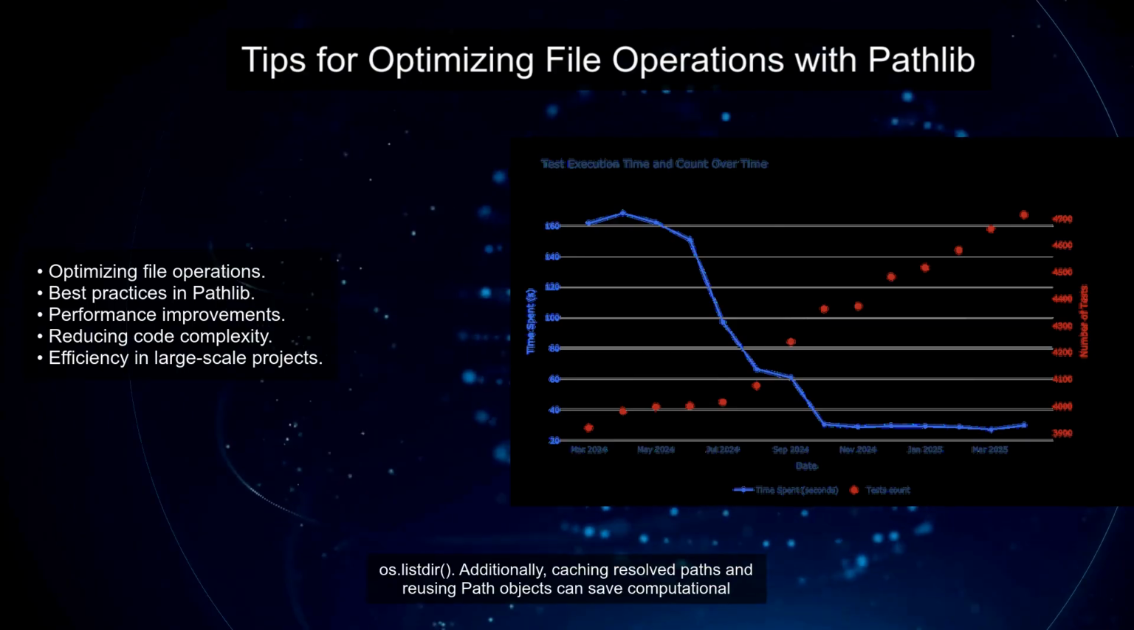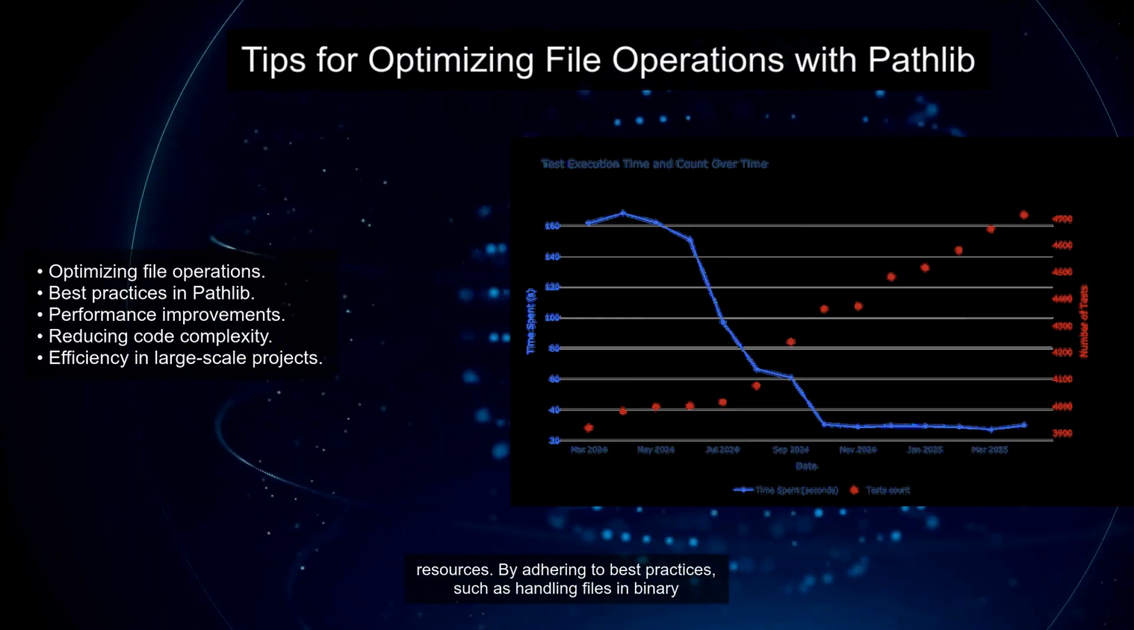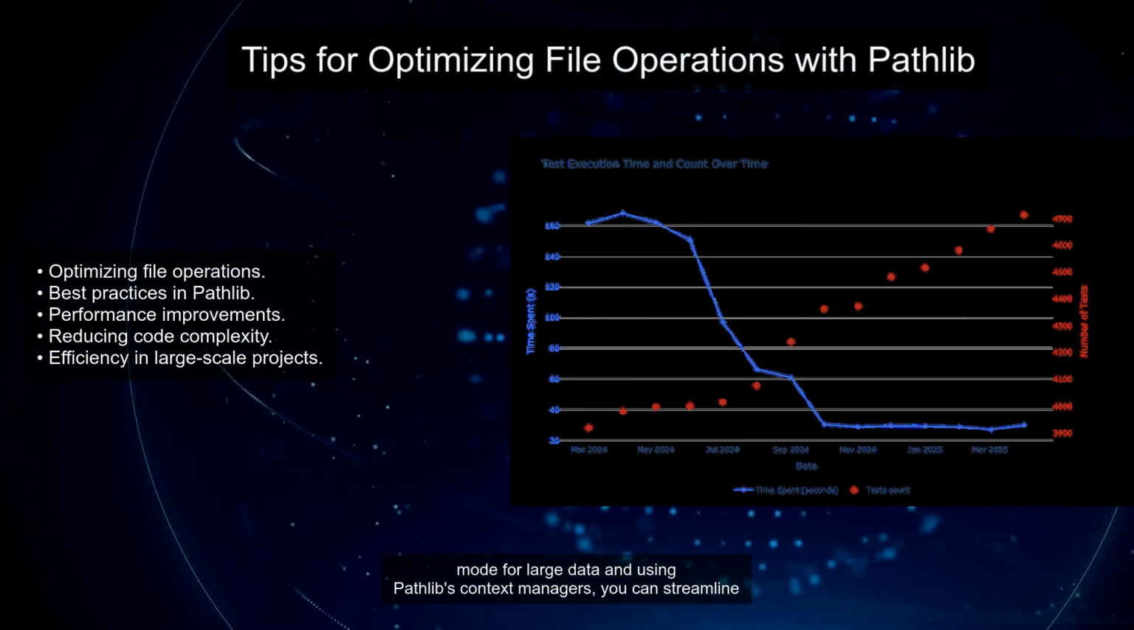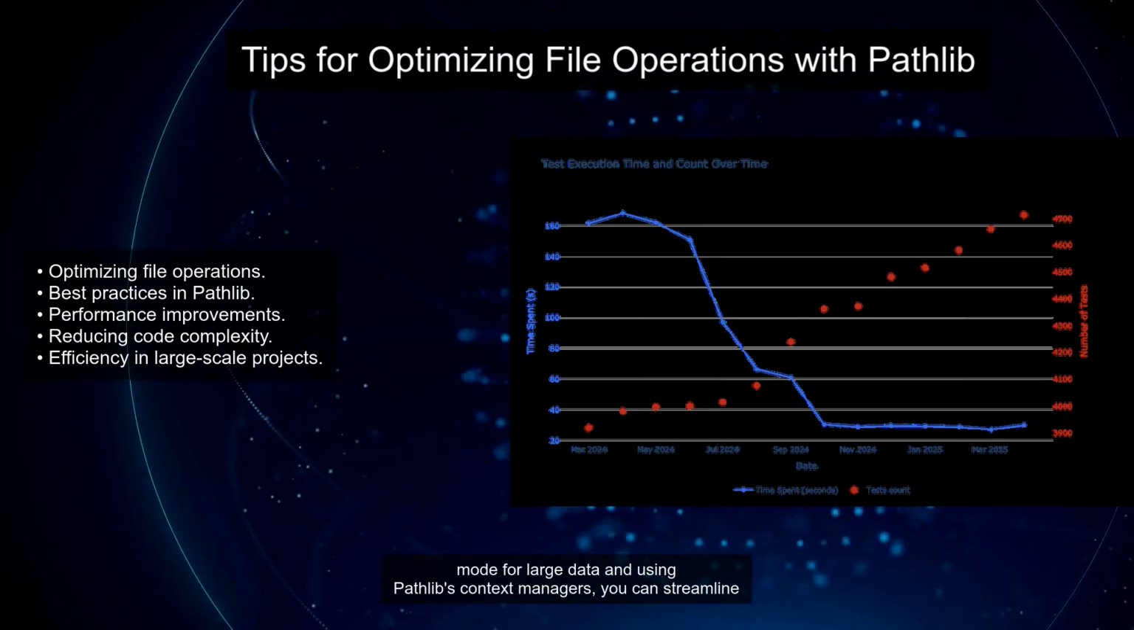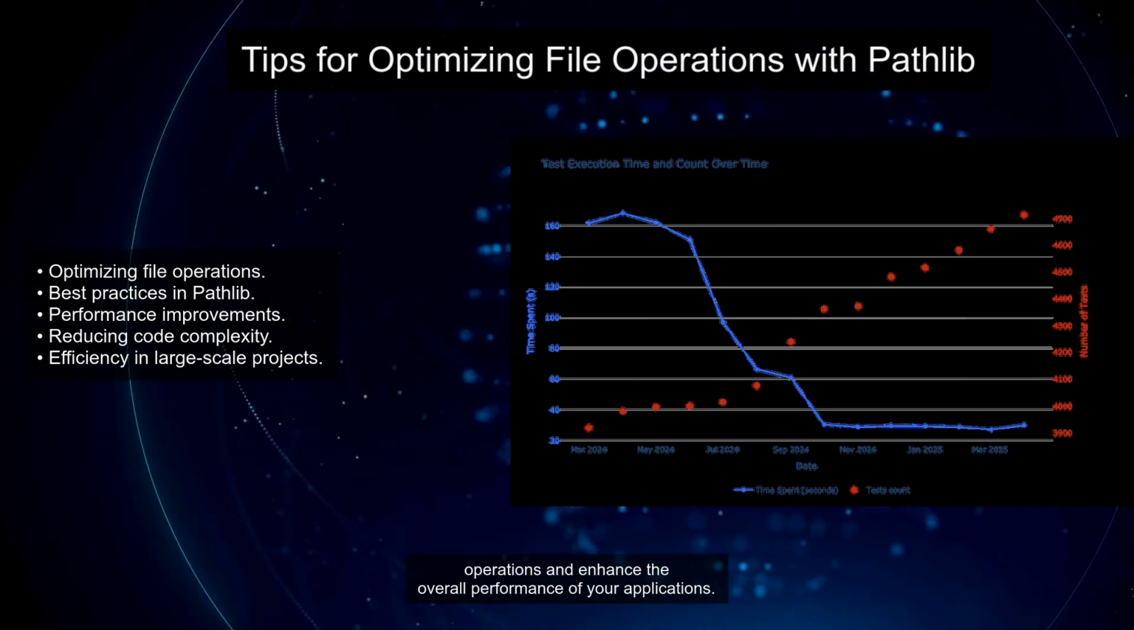Additionally, caching resolved paths and reusing path objects can save computational resources. By adhering to best practices, such as handling files in binary mode for large data and using Pathlib's context managers, you can streamline operations and enhance the overall performance of your applications.